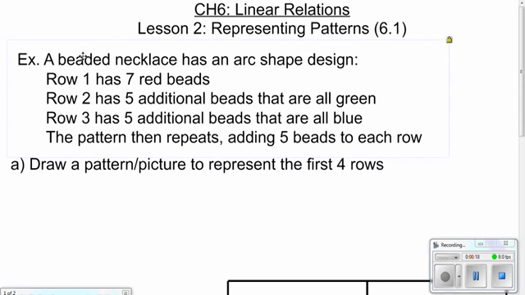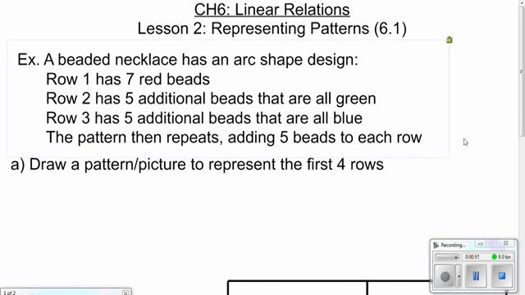In this lesson, we're going to be working kind of backwards from lesson one. In lesson one, I gave you the drawing and then you built the table and went to the equation, the expression, and put it in words. This time, I'm going to give you either the written relationship or the table, and you will need to come up with what the pattern looks like. I'm also going to give you a table and ask you to find the relationship or the equation that matches that table.